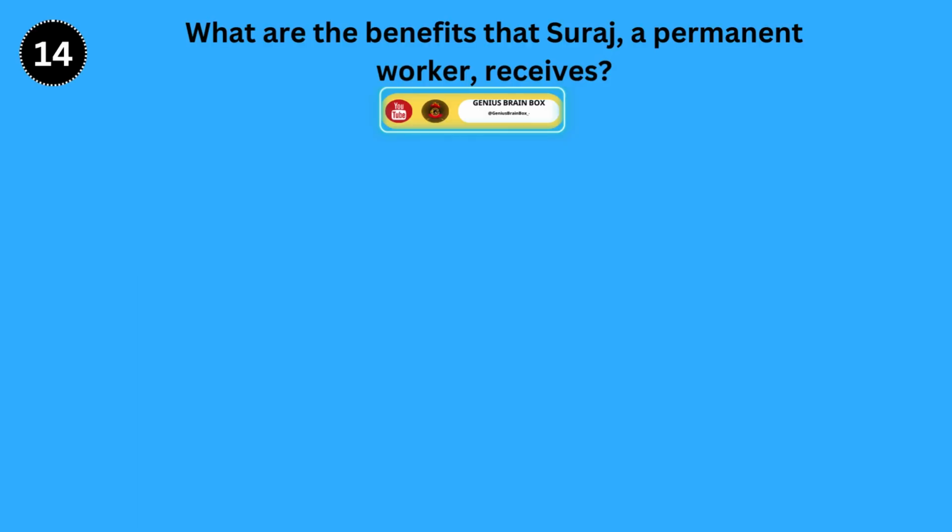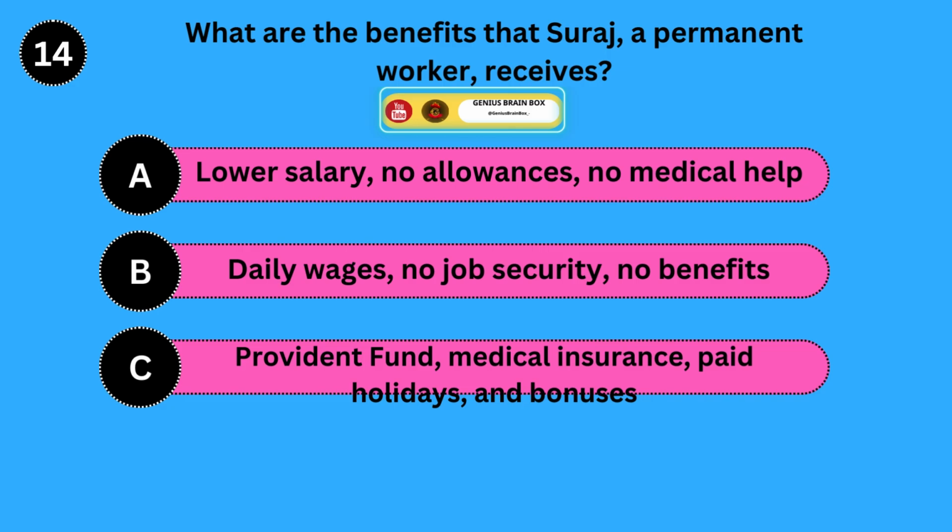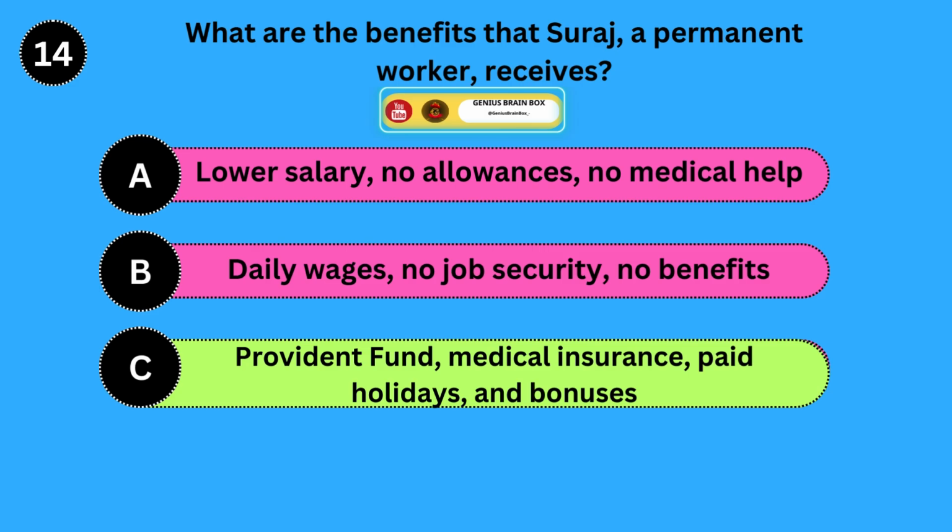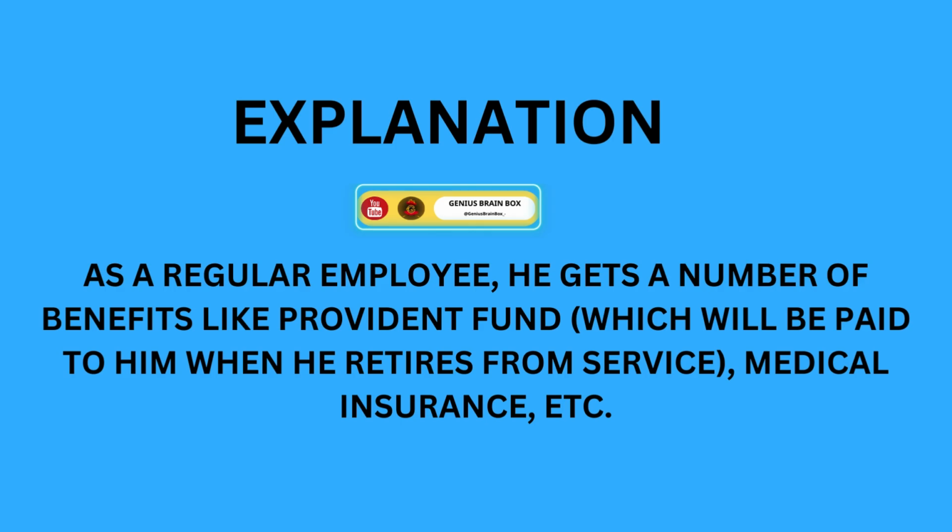What are the benefits that Suraj, a permanent worker, receives? Option A. Lower salary, no allowances, no medical help. Option B. Daily wages, no job security, no benefits. Option C. Provident fund, medical insurance, paid holidays, and bonuses. Correct answer is... Explanation. As a regular employee, he gets a number of benefits like Provident Fund, which will be paid to him when he retires from service, medical insurance, etc.